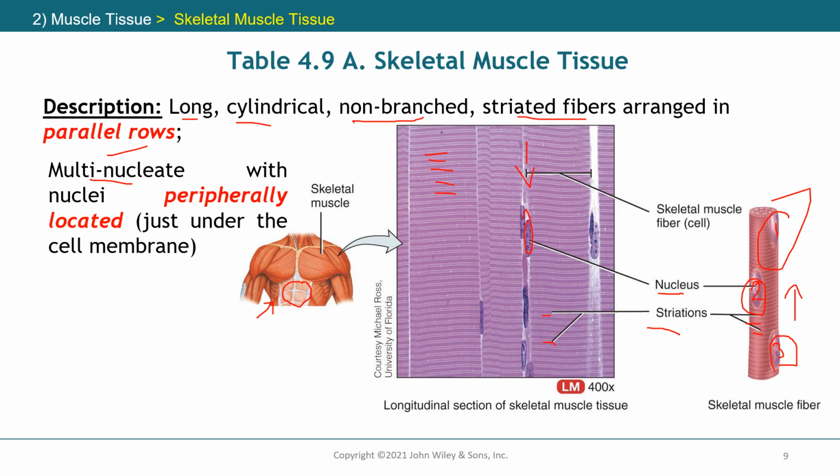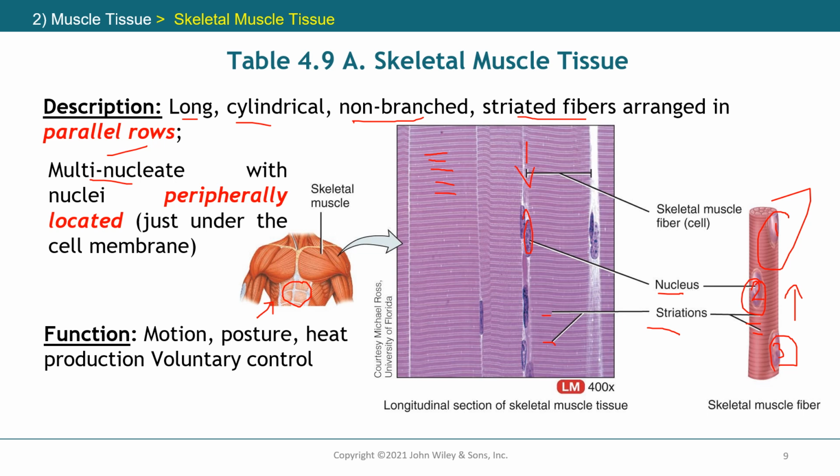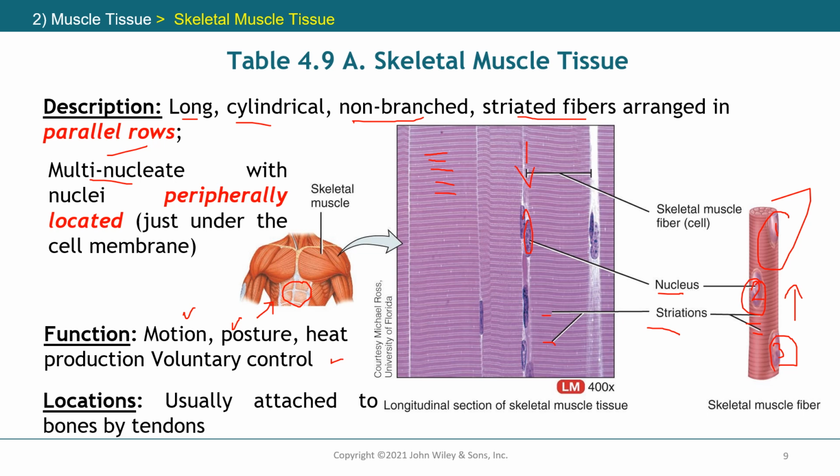most of the cytoplasm of the muscle tissue is filled with protein structures that are involved in muscle contraction. Finally, I told you that the functions involve motion, posture, and heat production. And remember, you have control of all these skeletal muscles. You don't have control of your heart; you can't say stop beating or increase the beating. On the other hand, you can say I want to run, I want to move my arm up or down. So this is voluntary control. And finally, it is usually attached to bones and tendons.